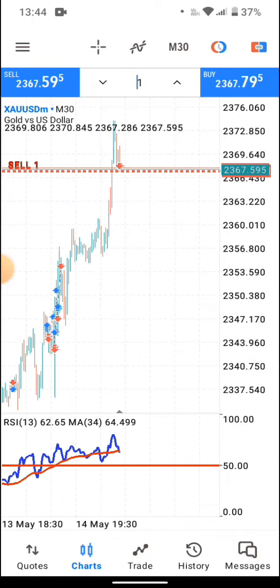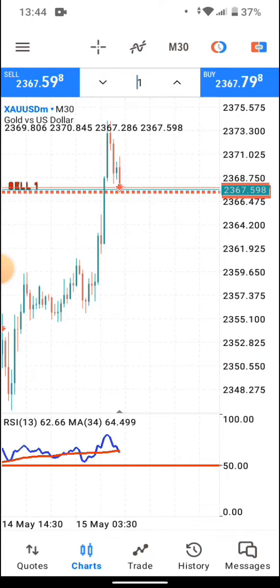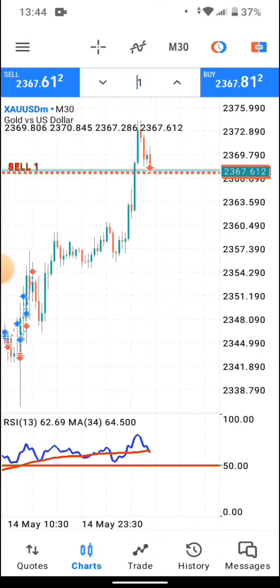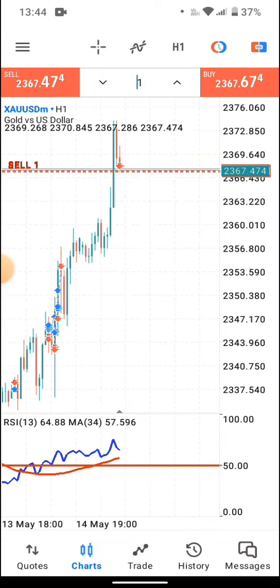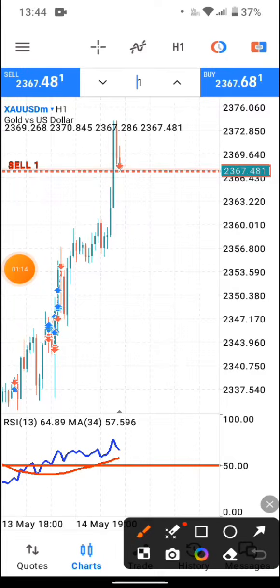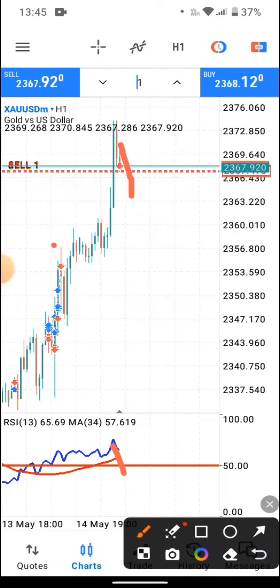If we go to a higher time frame, the 30 minutes, you can see Zao is trying to drop. You go to the H1, Zao is trying to drop, like here. So we are expecting Zao to drop a little, probably to this particular level here.